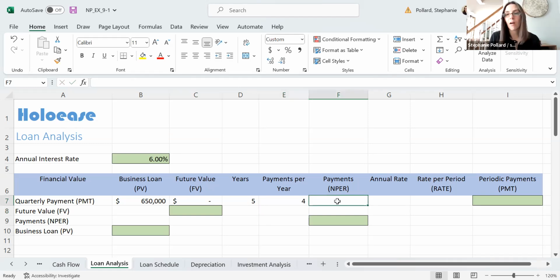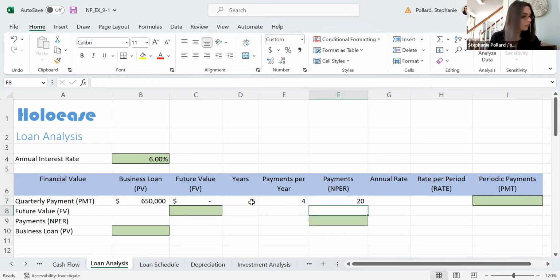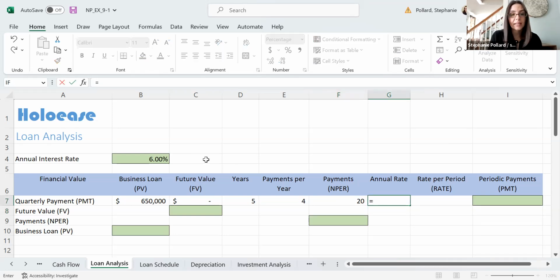Now, the NPER is the total number of payments. So we do make 4 payments per year, but we're going to do this for 5 years altogether. So how do we calculate this? We look at the number of payments per year, and we multiply that by the number of years. Even if it was 12 payments a year, it would still work the same way. Number of payments per year times however many years you're going to do this calculation. So we would have 20 payments there. Your annual rate is this 6%.